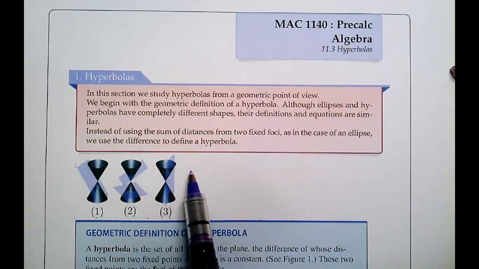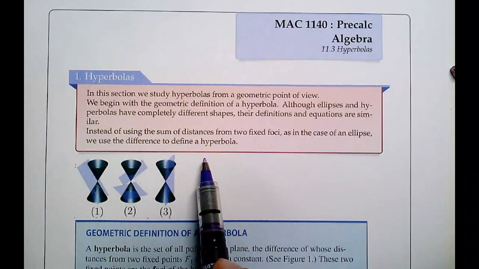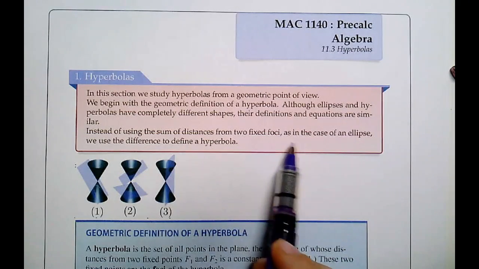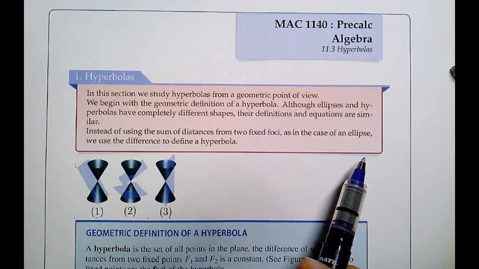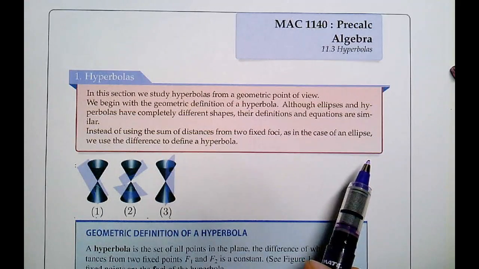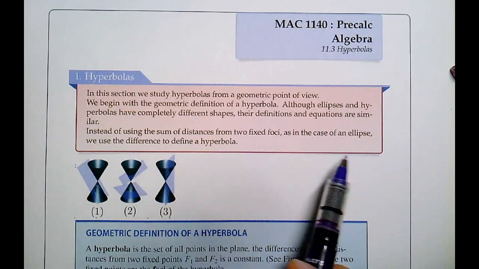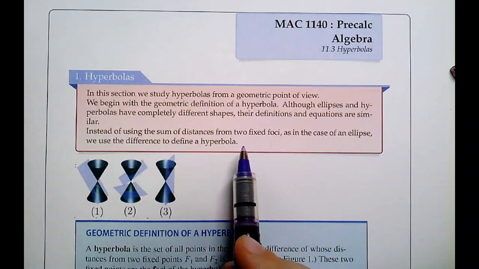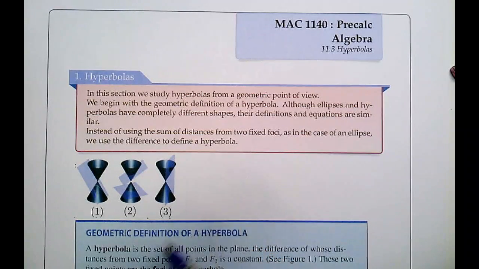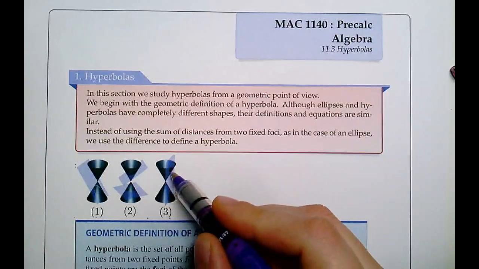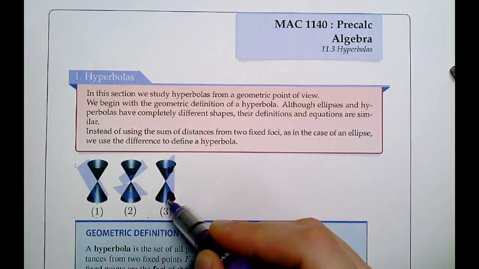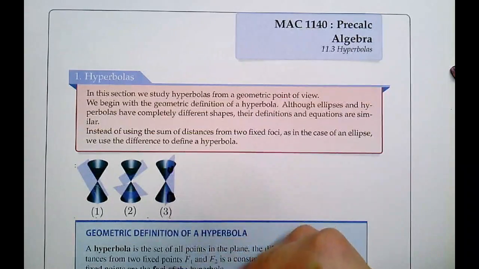If you recall, the ellipse was using the sum of distances from two fixed foci, but for a hyperbola, we're going to use the difference of distances between two foci. So a hyperbola happens when you cut a cone like this. A hyperbola is going to have two pieces, which are called two branches.